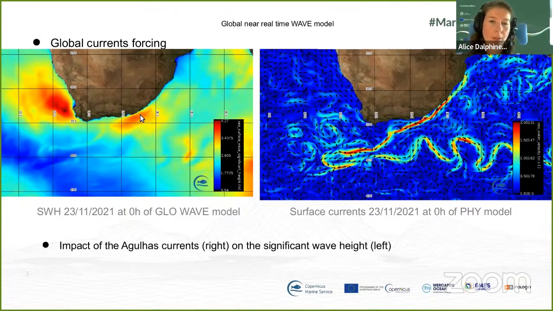And so you can retrieve some of the pattern of the Agulhas current on the wave field at the left. This is quite a coarse forcing because for now we use daily currents, but we have a study showing that there is a positive impact in regions of high currents like South Africa.